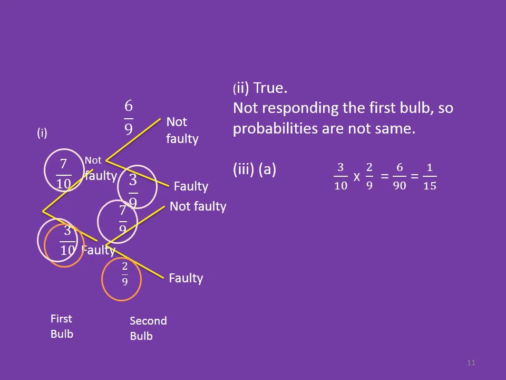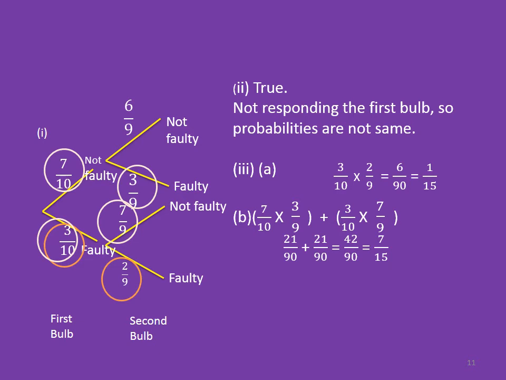Part B, exactly one bulb being faulty. Not faulty, faulty and faulty, not faulty. First you should multiply and then you can add. Multiply 7 over 10 by 3 over 9 plus, within brackets, multiply 3 over 10 by 7 over 9. 7 times 3, 21, 10 times 9, 90 plus 3 times 7, 21, 10 times 9, 90 equals 21 plus 21, 42 over 90 is equal to 7 over 15.